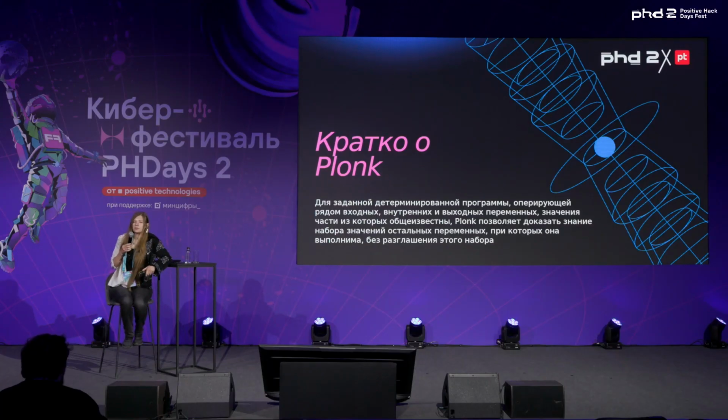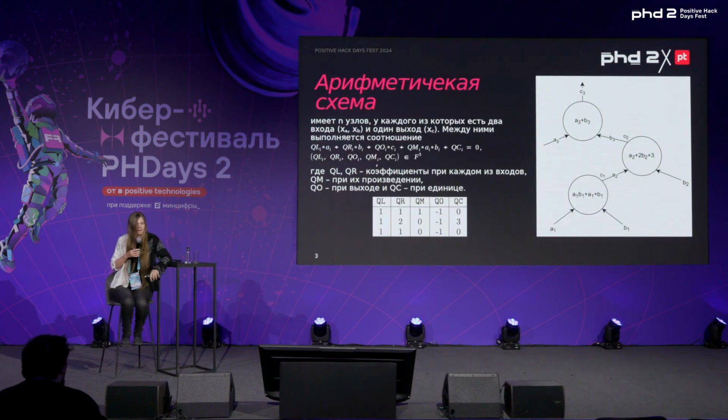Some of the variables may be fixed. There may be different types of variables: input, output variables. And as an example, I would like to show you the proof of knowledge of the hash function. So you can prove that you know the string of which hash function equals a certain number without actually disclosing this string.